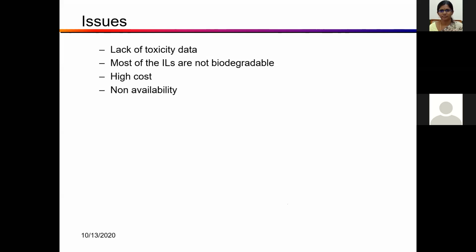So some of the common ionic liquids are available in the literature, but for new types of ionic liquids, the data is missing. That is a very important issue with ionic liquids. Most of the ILs are not biodegradable. That is another important point which has to be kept in mind. You cannot biodegrade them. So the issues are the opportunities for the scientists to work on.